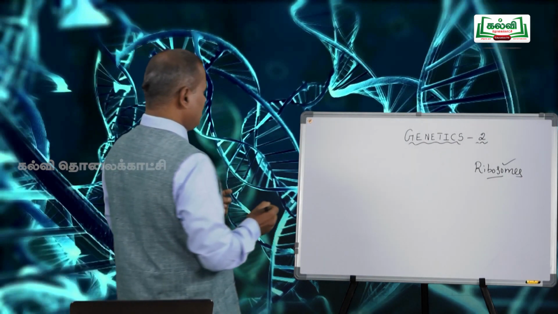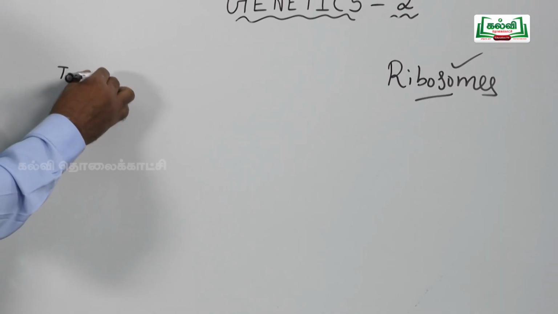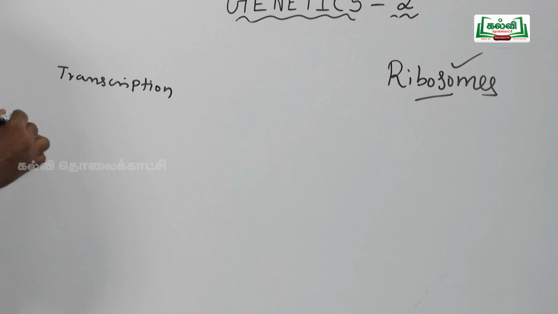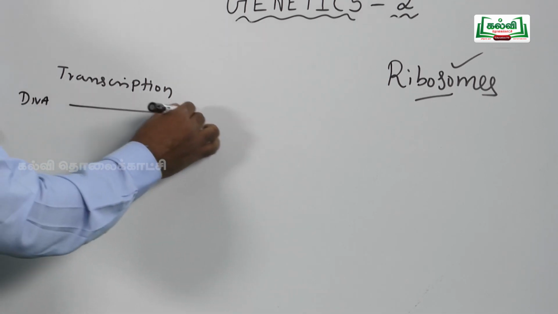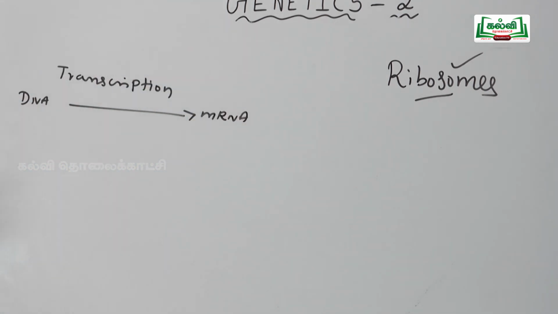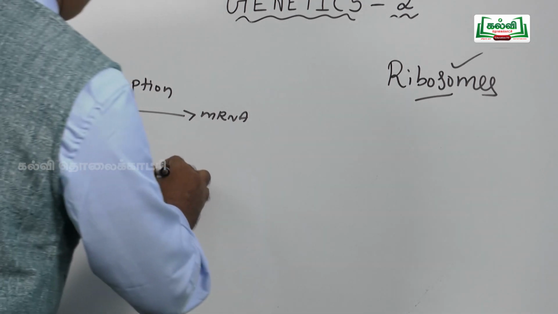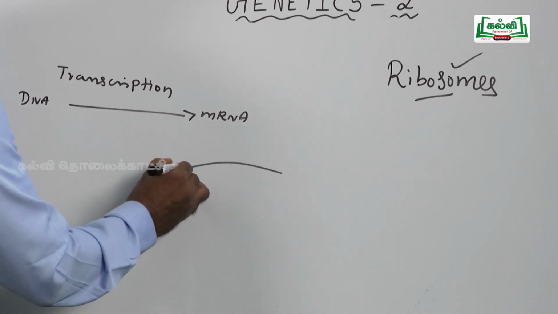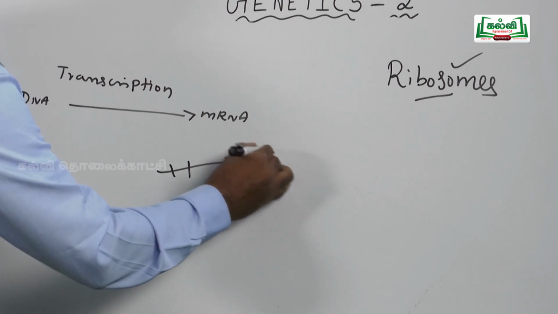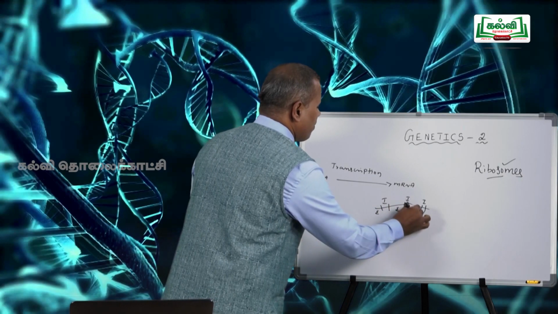At the time of protein synthesis, the first process, transcription, takes place. Transcription is nothing but the conversion of DNA into mRNA, the formation of mRNA from the DNA. In the initial stages of mRNA formation, it has exons and introns. The coding region of DNA is said to be exon and the non-coding region is said to be intron. For example, this is a newly formed mRNA. This is intron, this is intron, this is intron. This coding region is said to be exon.